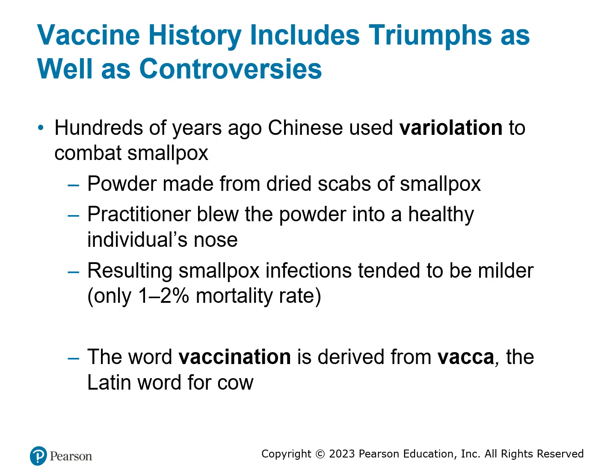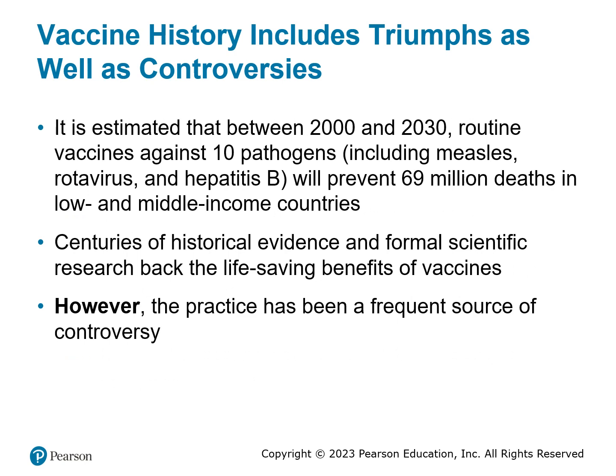Okay, so moving forward. It is estimated that between the years 2000 and 2030, routine vaccines against 10 pathogens, which you can see here, will prevent 69 million deaths in low and middle income countries. Now, there are certain diseases such as measles and rotavirus. Rotavirus causes gastrointestinal illness, like diarrhea, nausea, and stomach pain. At one point in time, we didn't really hear about cases of measles in the United States. But we are starting to see outbreaks of diseases such as measles, polio. There was an outbreak of polio recently in New York.